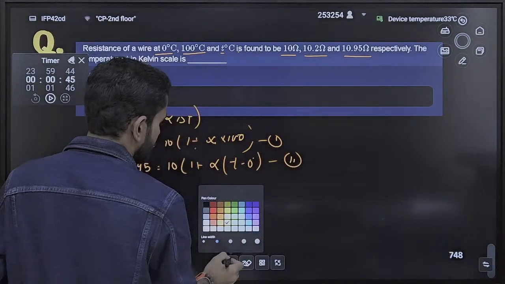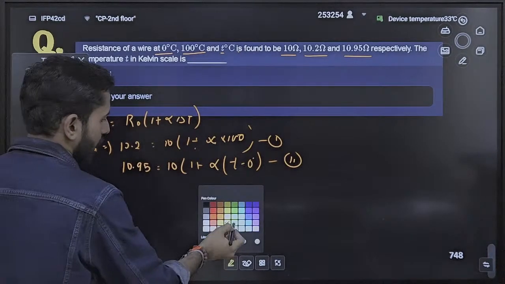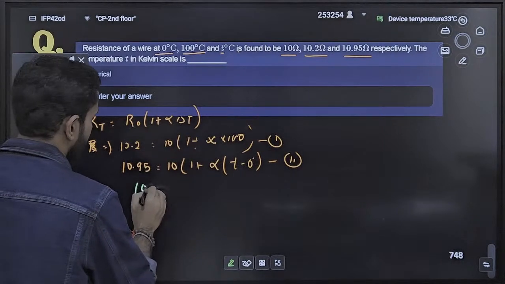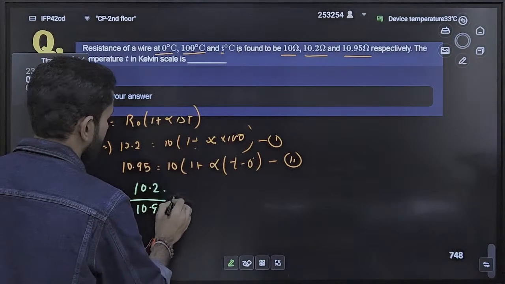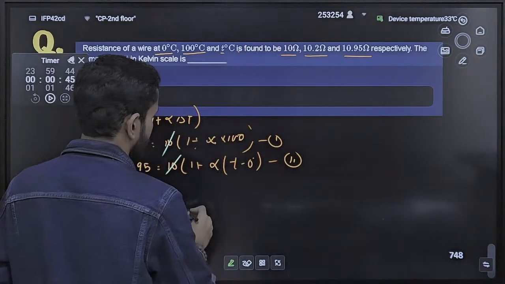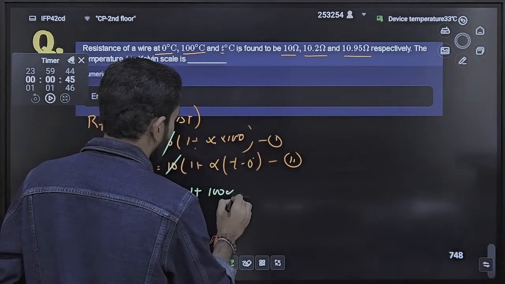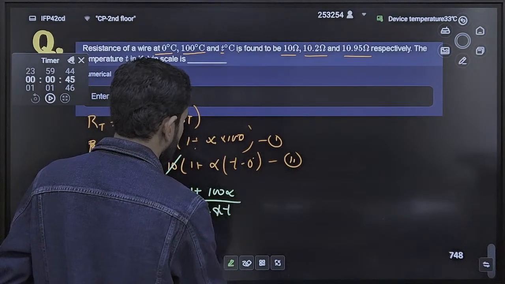Now I read both the equations properly. Now what I just have to do, I will take the ratio. Take the ratio, what will be coming here? 10.2 divided by 10.95. On the other side, this will get cancelled. What is left here only? 1 plus 100 alpha divided by 1 plus alpha into T.